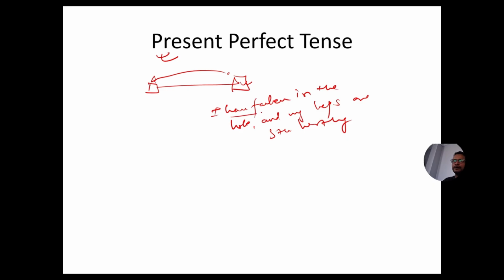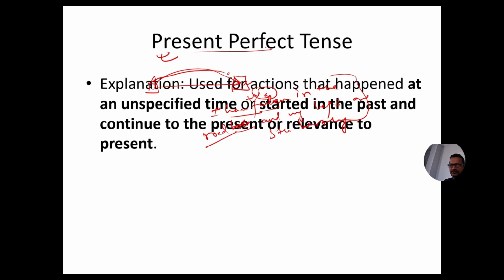You have fallen. This is have plus V3. See, fallen. So you have fallen in a hole on the road, for example. When you are walking, you just fall down, but because of that, your leg is still hurting. If you want to describe a scenario which happened in the past but still has present significance, in that context use present perfect tense. The action happened in the past, but it is still relevant to the present.